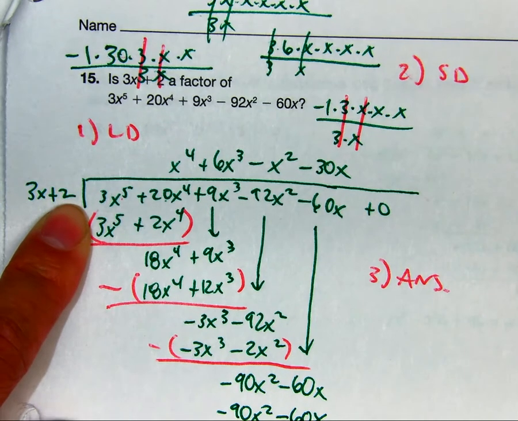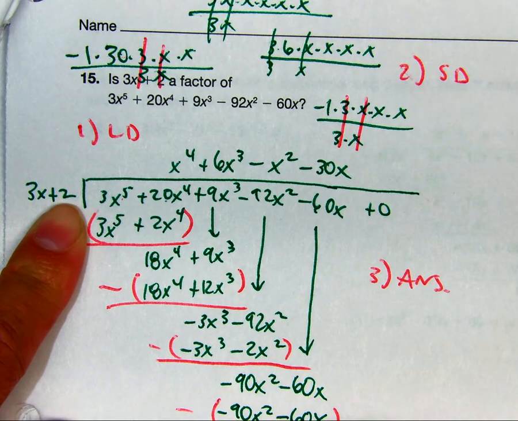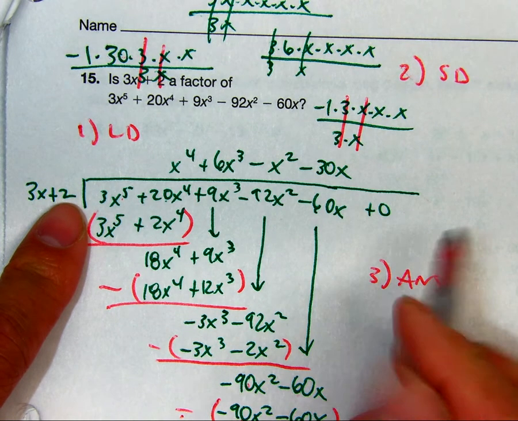Basically, when you're subtracting something that's the same, it equals 0. Think about that. 3 minus 3, 7 minus 7 equals 0. So negative 90 minus negative 90 equals 0. Negative 60 minus negative 60 gives you 0. So I didn't need this one.